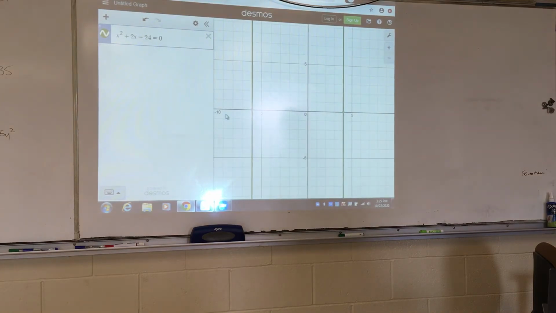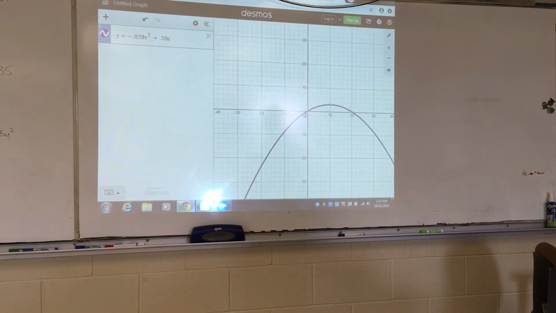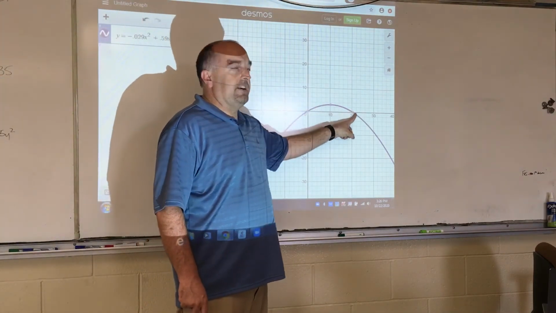Now, the next one, example 5, was about the frog. So I'm going to put that equation in there, and then we're going to talk about it. It says y equals negative 0.029x squared plus 0.59x. Now, if you see the parabola right here, I'm going to zoom out so that I can see it. So there is my parabola. However, we're going to talk a little bit right here. The only part we have to focus on is the part that goes from here to there.